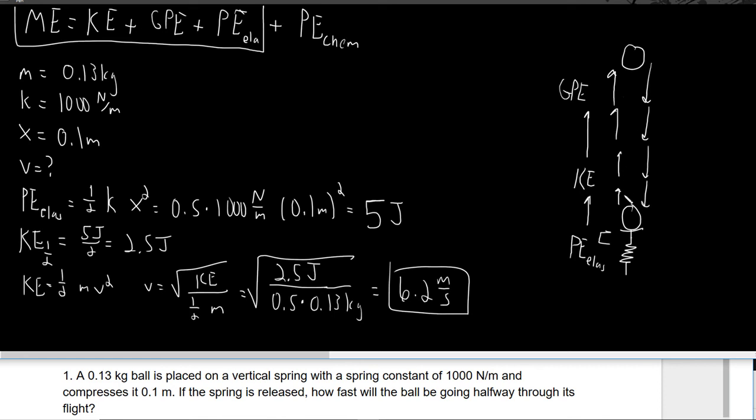I think I've babbled enough for this one. Hopefully that sheds a little bit more light on the fact that mechanical energy typically for an event just does not change. Good luck with the practice problems.